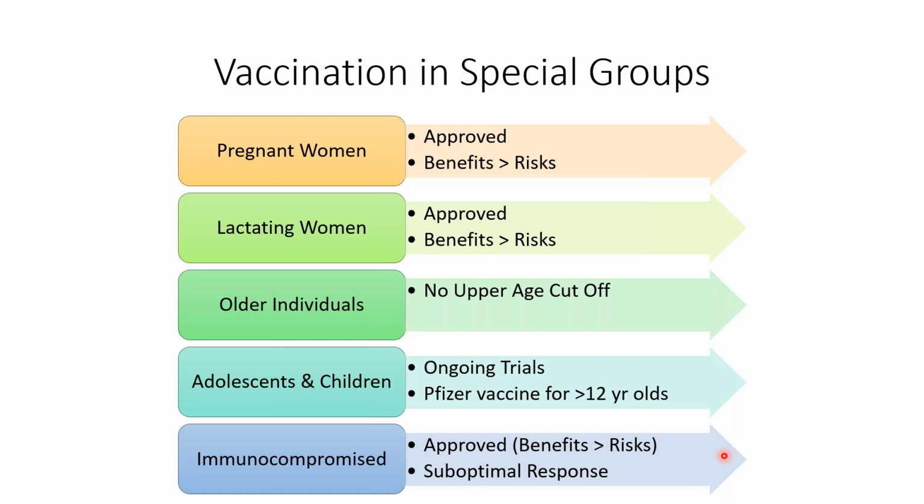Only the Pfizer vaccine can be used for those more than 12 years old. Apart from that, all other vaccines can be used only for those more than 18 years old. In immunocompromised individuals also, vaccination is approved because none of these vaccines uses a live virus, so they cannot cause the disease. However, they may have a suboptimal response in immunocompromised individuals.